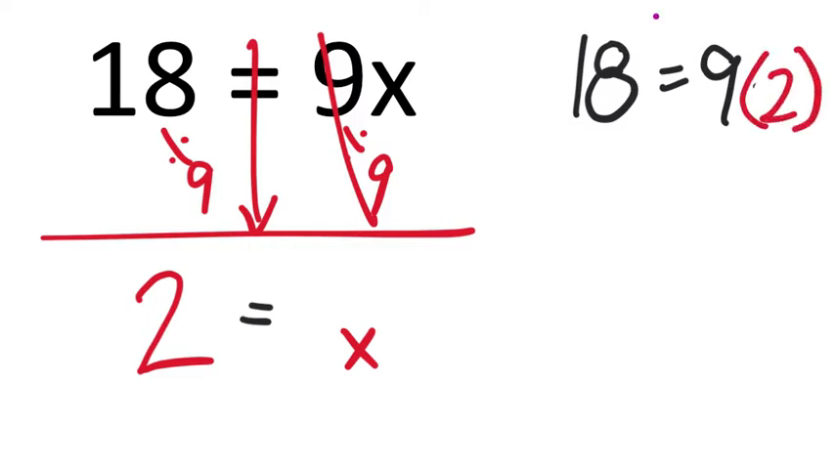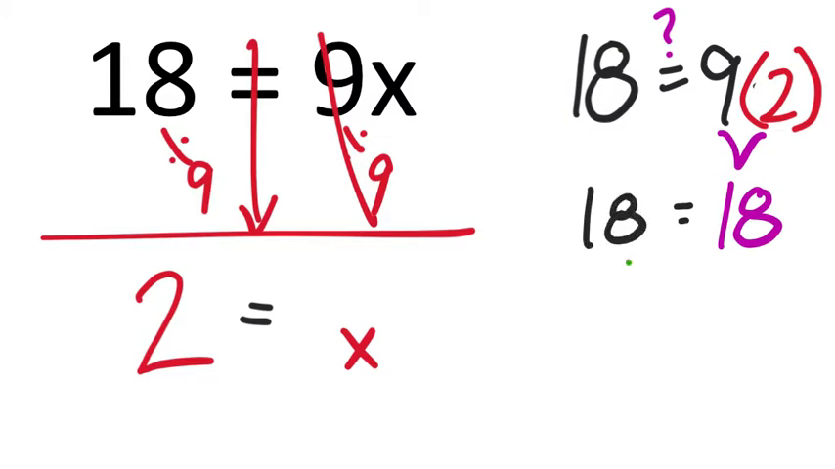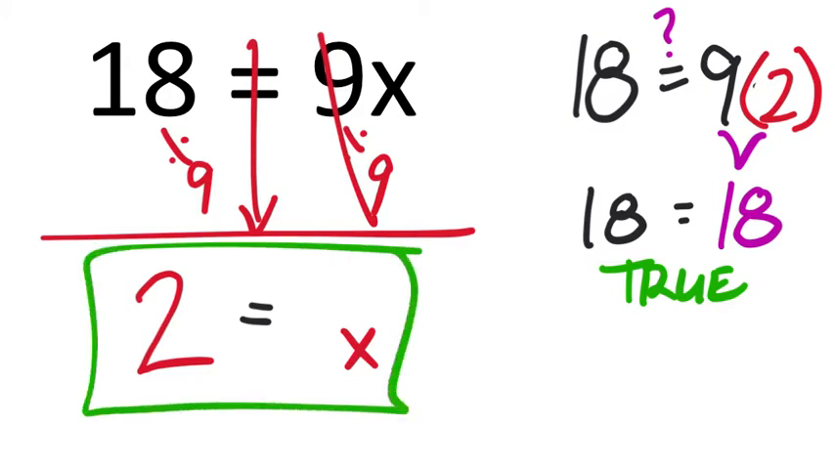All right, so I'm going to check for truthfulness here. And I find when I do 9 times 2, I do get 18. And 18 is 18. That's true. Okay, so since that's true, I know that x equals 2. That would be my solution to the original equation.